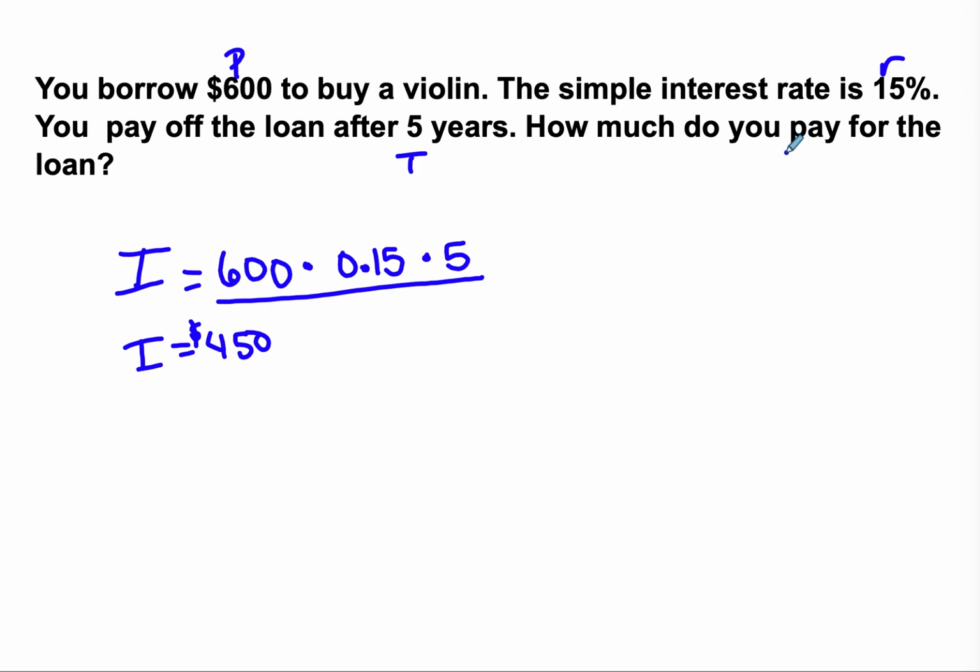We need to know the total that we pay. So to find the total, we have to add our principal and our interest together. So we paid $600 in the borrowed money, and then we have another $450. So when I add my numbers together, I'm going to get $1,050.